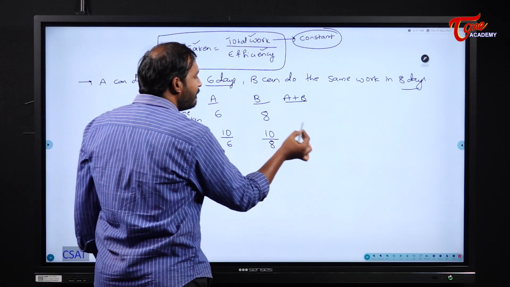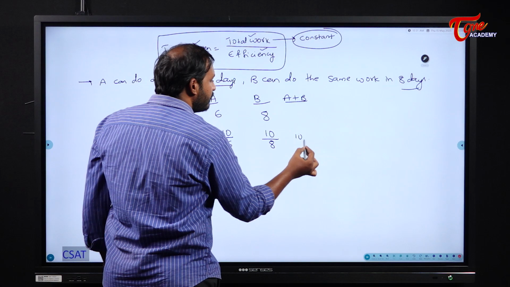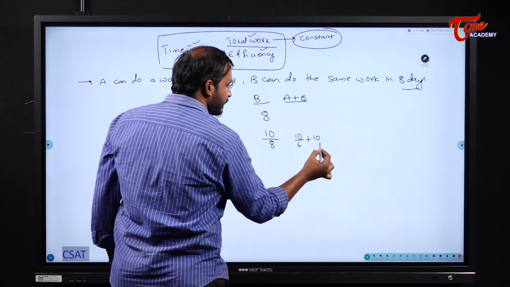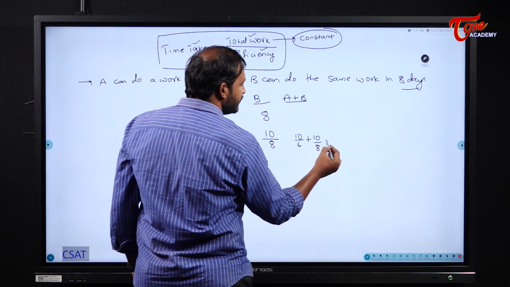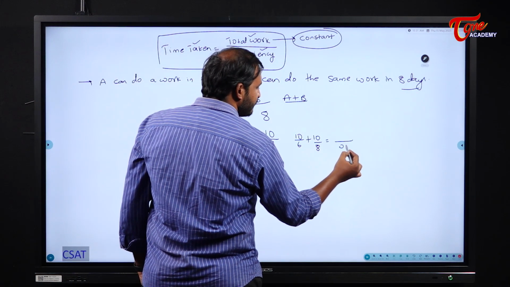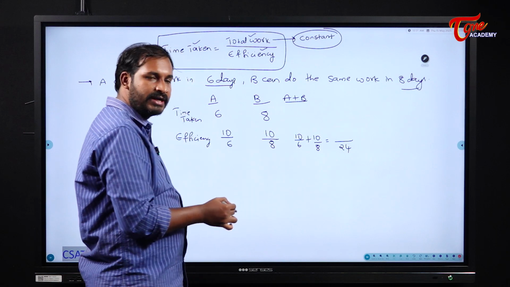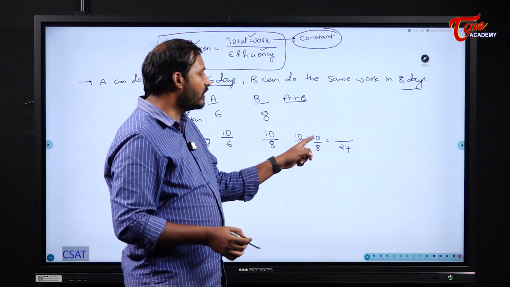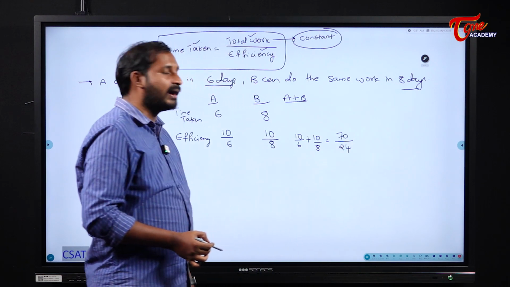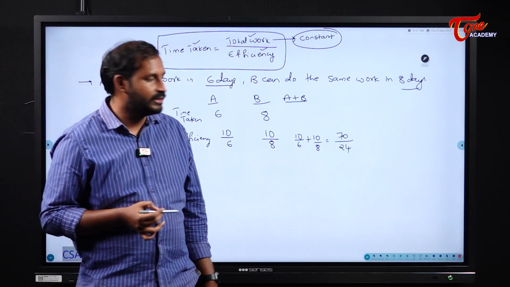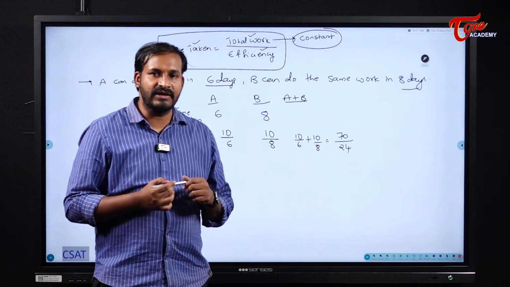Now, A and B combined efficiency will become 10 by 6 plus 10 by 8. What is the LCM of 6 and 8? 24. Okay, the LCM will become 24. When it comes to numerators, this becomes 40, this becomes 30. So, 70 by 24 is the combined efficiency of A and B.